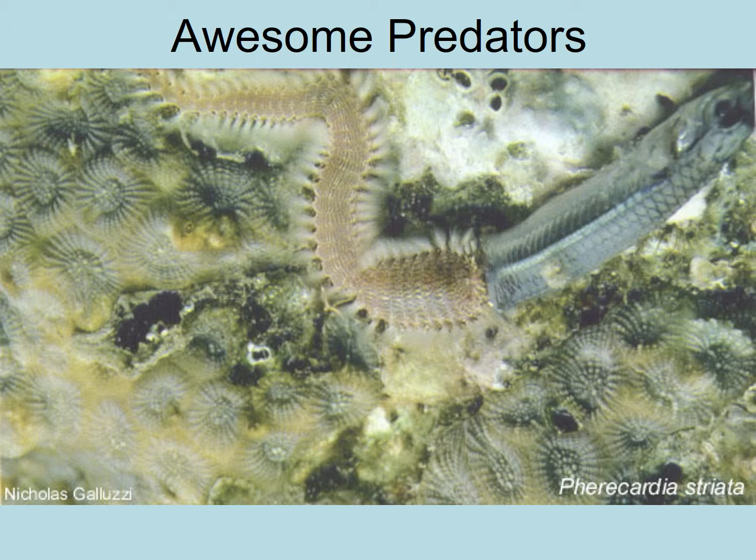So if you don't believe that they're amazing predators, here you can see an annelid worm, this fireworm, which is on top of a coral. So this is a tropical one, but it's eating this fish that it's captured.